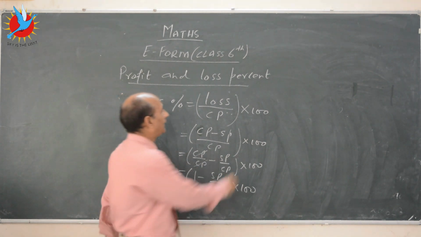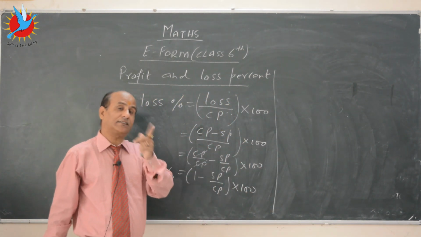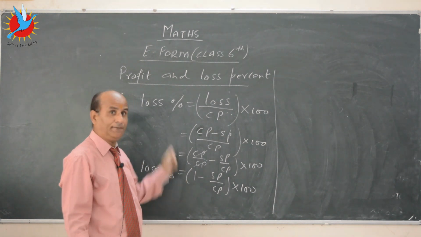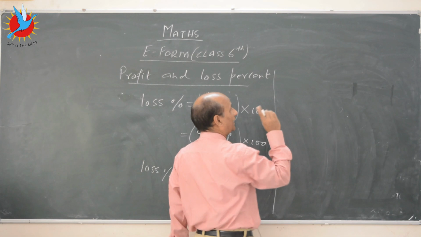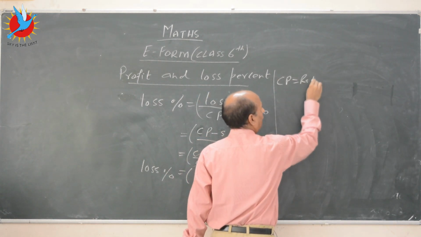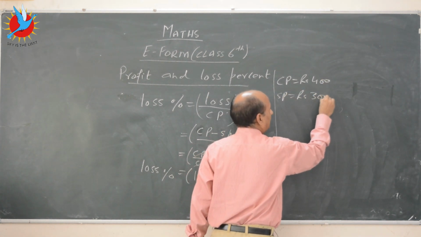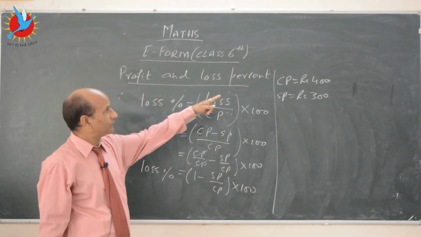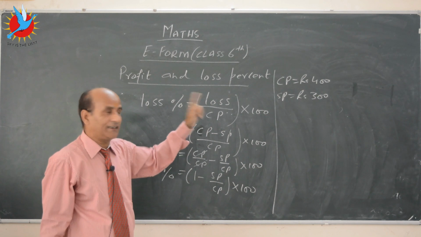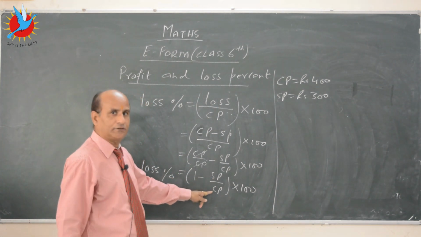Suppose let us take one example, finding the loss percent. Now you are asked to find the loss percent. It means CP must be greater than SP. So let us say the cost price is rupees 400 and the selling price is rupees 300. In that case the cost price is greater than the selling price, so there is a loss. When there is a loss, you can find the loss percent. Now how to find it? You can directly use this formula.